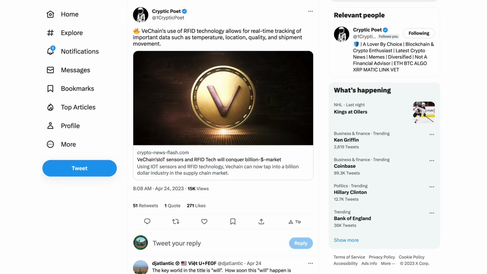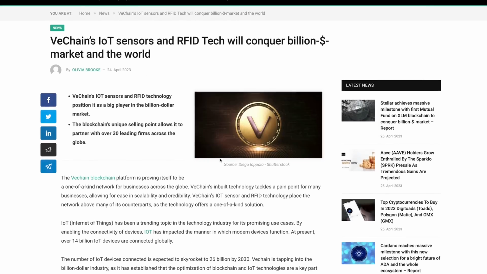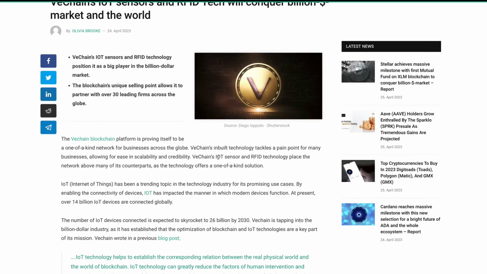I'm going to switch gears a little bit here with regards to some Vechain news. Vechain seems to be pumping out more updates. Vechain's use of RFID technology allows for real-time tracking of important data such as temperatures, locations, quality, and shipment movement. So, just kind of running the gamut, finding different avenues, different problems that they can solve. And so the Vechain blockchain, very versatile, and they're proving themselves to be a one-of-a-kind network for businesses across the globe. Vechain's inbuilt technology tackles a pain point for many businesses, allowing for ease of scalability and credibility. Vechain's IoT sensor and RFID technology place the network above many of its counterparts.